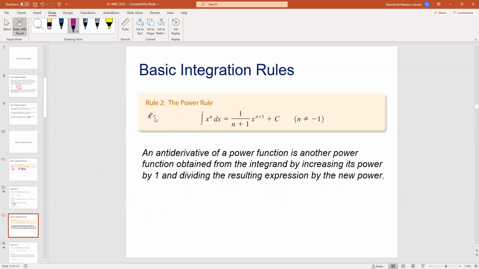So rule number 2, the power rule: how do we reverse a power rule? So if I have x to the 5th, right? You add 1 and you divide by it. And of course, we'll add the c here. So x to the 6th divided by 6 plus c, which means if I differentiate x to the 6th divided by 6, what will happen is 6 divided by 6 will be 1, and that's going to leave me with x to the 5th.